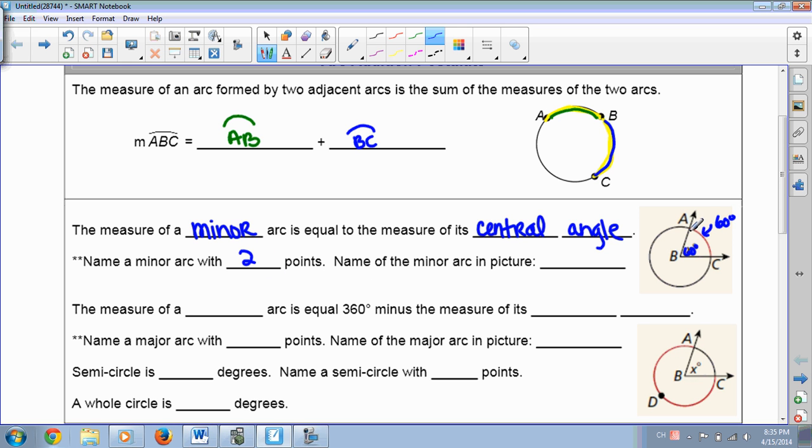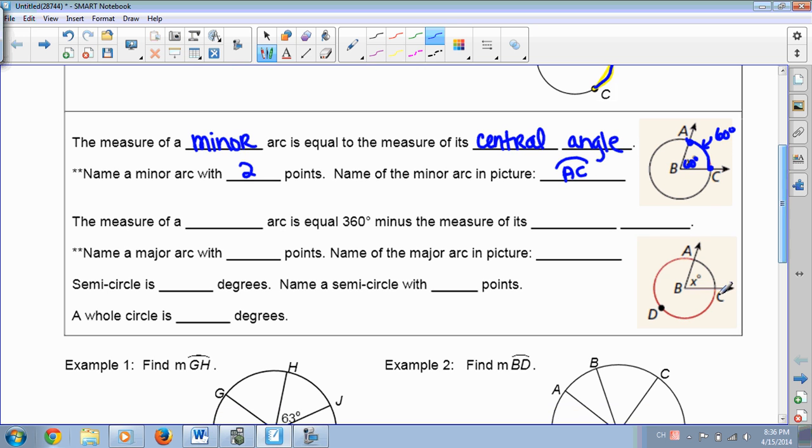Okay, you always name a minor arc with two different points. In this case, we have A to C. Those are the 2 points we're using. So the name of the minor arc in this picture is minor arc AC. Okay? Let's look at this next picture.